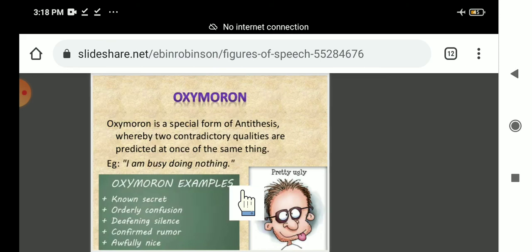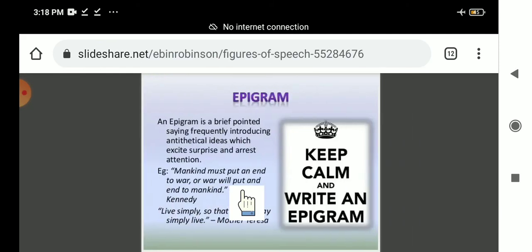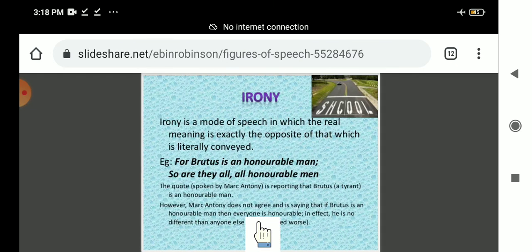Then epigram is also one of the important figures of speech, but it is not in your syllabus. So if you want to read its definition and meaning, you can, no issue. Then comes irony. See, irony is a mode of speech in which the real meaning is exactly the opposite of that which is literally conveyed. Whatever meaning is given, the opposite meaning is called irony. For example, 'Brutus is an honorable man, so are they all honorable men.' This example defines the irony here.